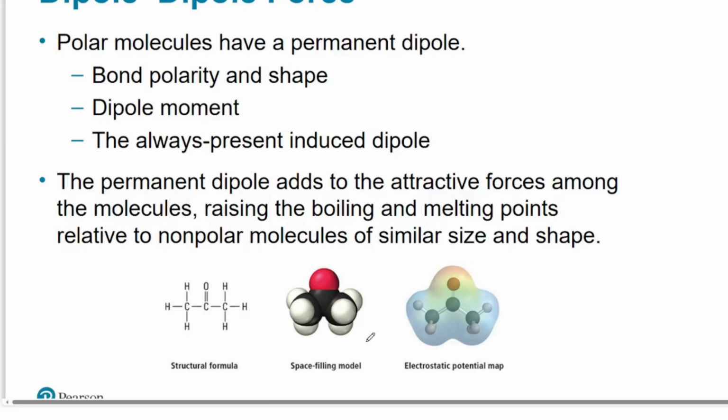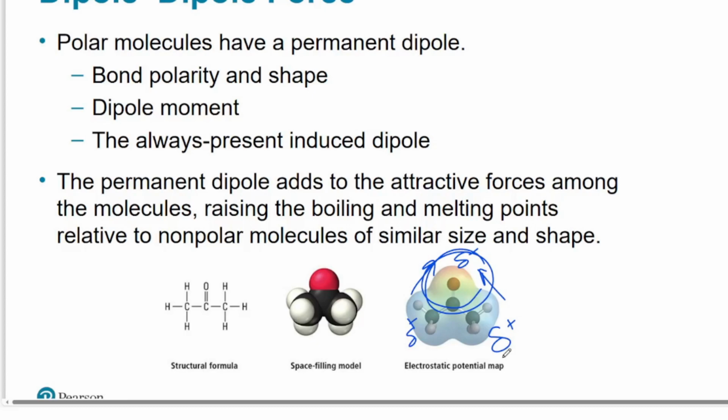And you see here a molecule of acetone. This is the structural formula for acetone. This is the space-filling model and the electrostatic potential map. You see that more electron density is hanging around the oxygen, and that's because oxygen is the second most electronegative element on the periodic table. It's pulling electron density toward itself and away from the neighboring carbons, leaving these carbons with a partial positive and the oxygen with a partial negative. You can see that demonstrated in the electrostatic potential map. Now that's a permanent dipole.